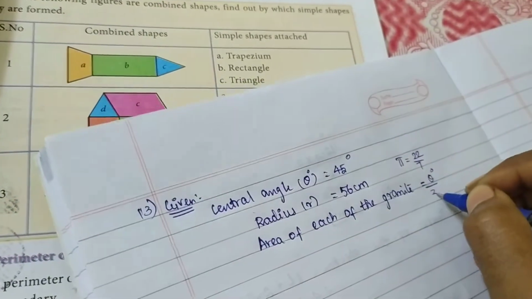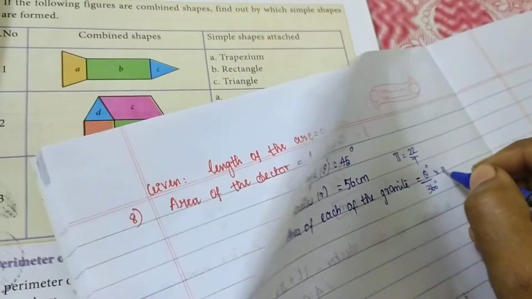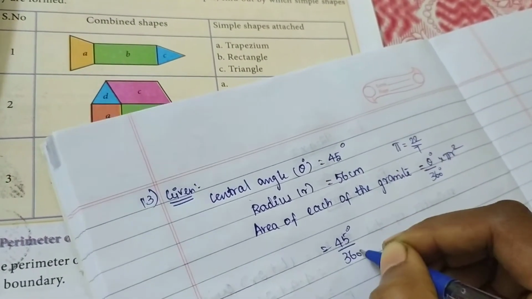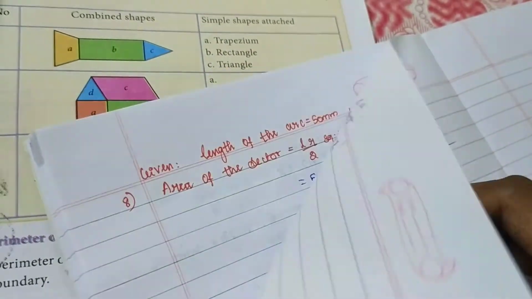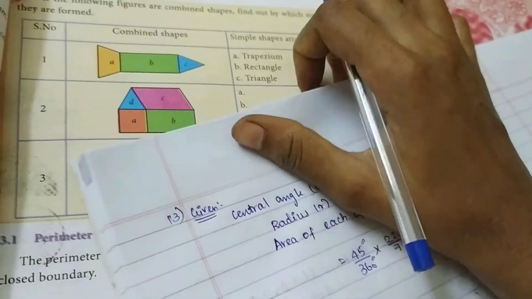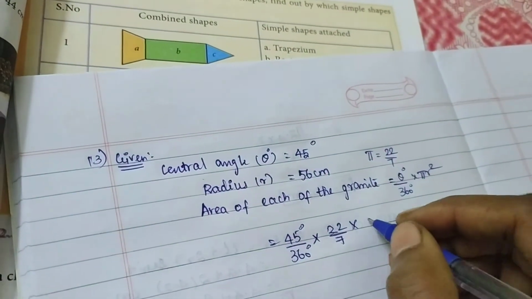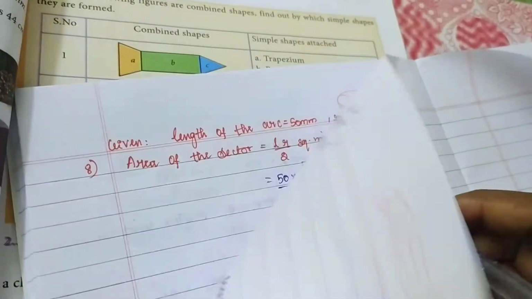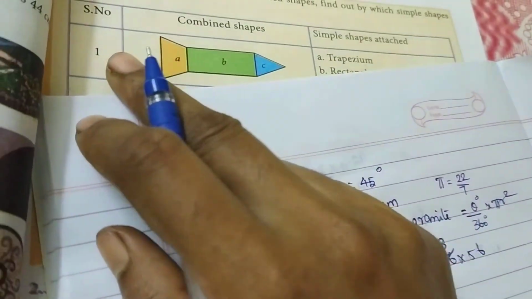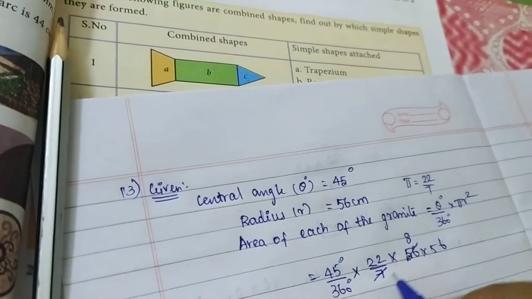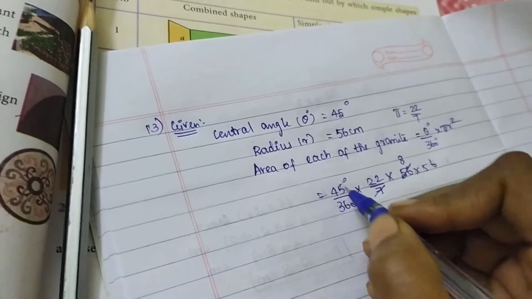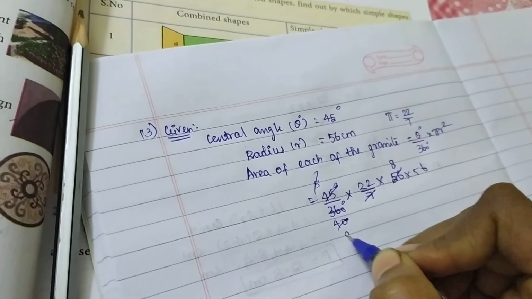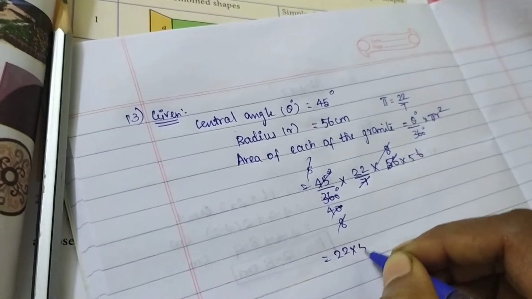What's the formula? Theta by 360 degree into pi r square, because I know theta and r. So theta is 45 degree by 360 degree into 22 by 7 into what's my r value? 56 into 56. Okay, so cancel here. In the 7 table, how many times? 7 table 56 is 8 times, right? So this is 8 times in 360. So first I am cancelling in the 9 table, 9 table 36 is 4. This 8 and this 8 cancelled, giving 22 into 56.